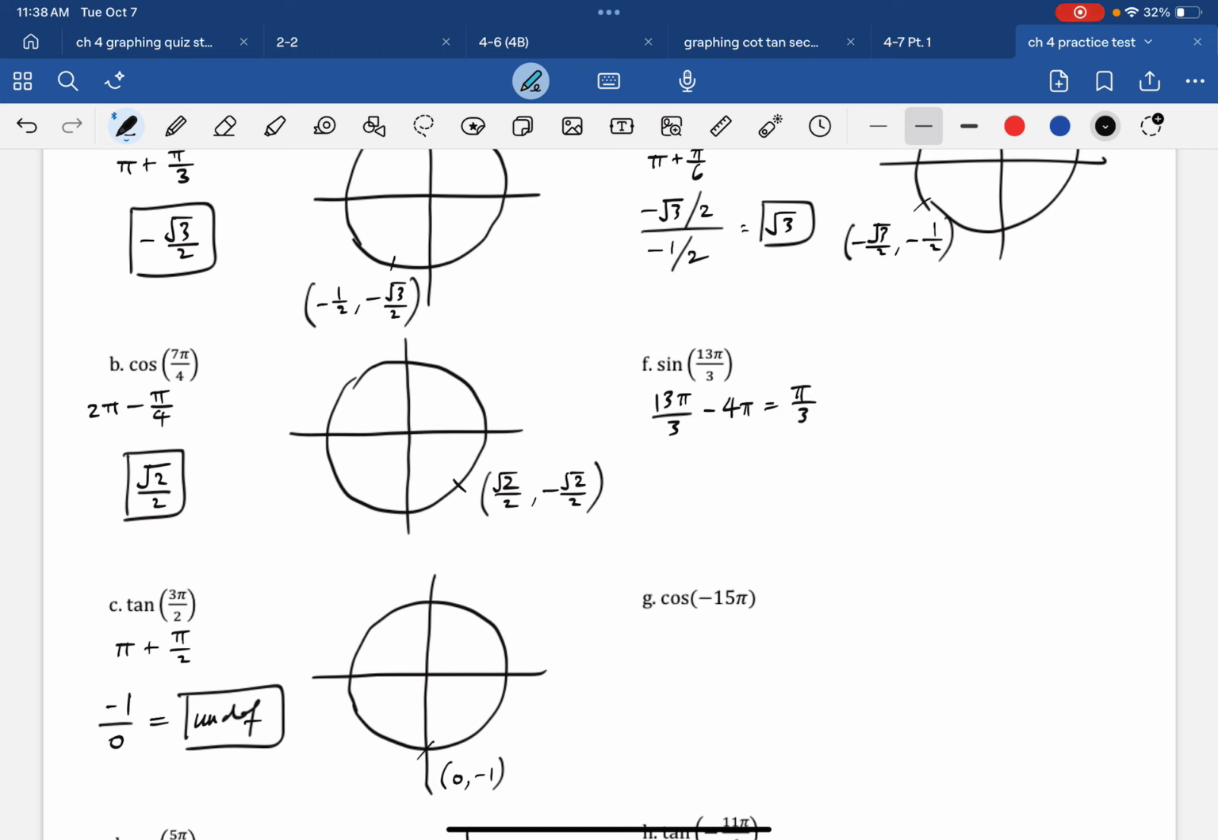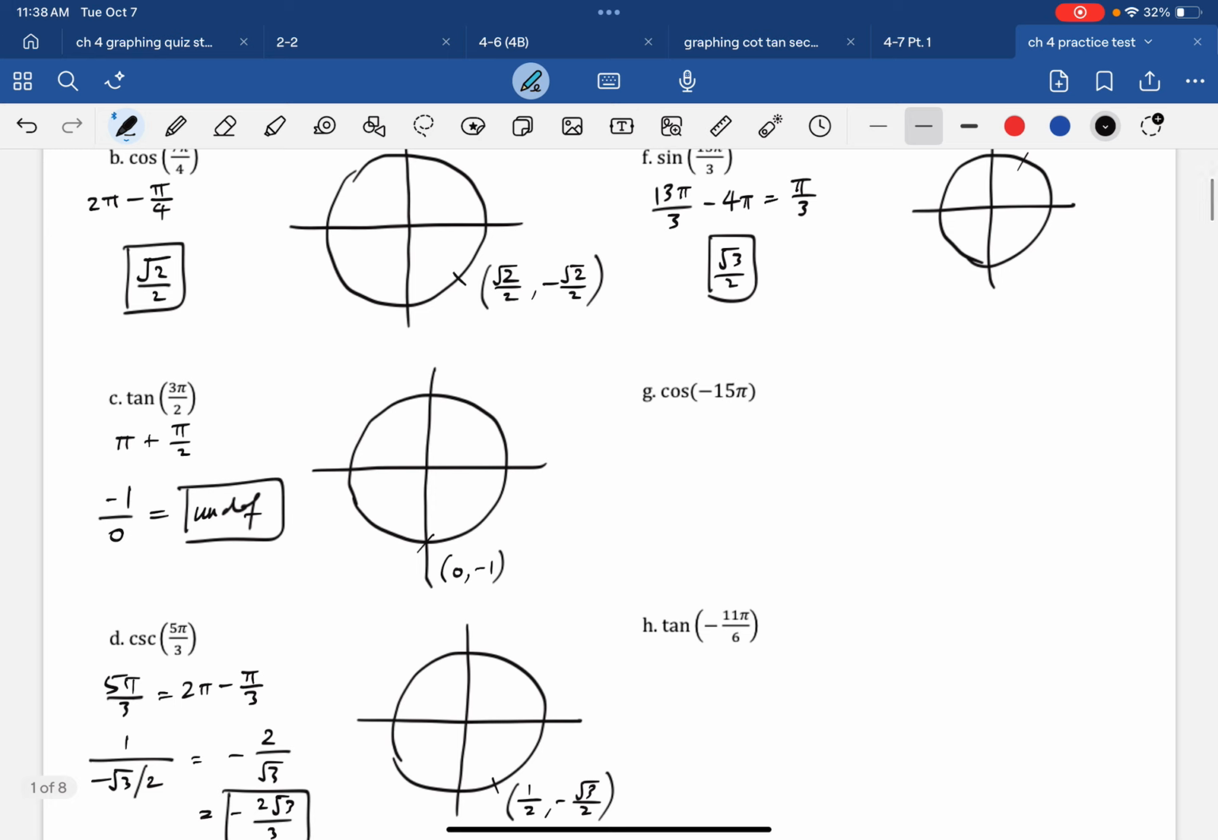So I know that sine of 13 pi over 3 is equal to sine of pi over 3, which I know very well. It's right here. The coordinates are 1/2, comma, root 3 over 2. Sine is my y value, so the answer is root 3 over 2.